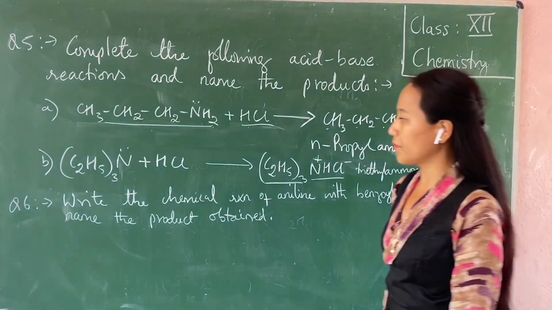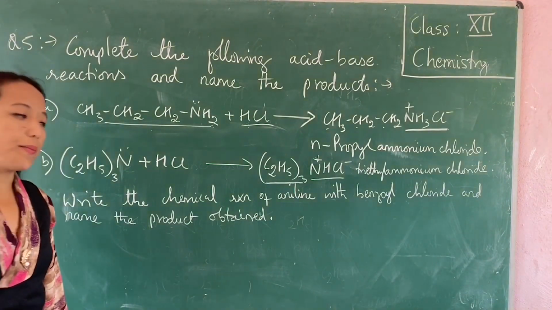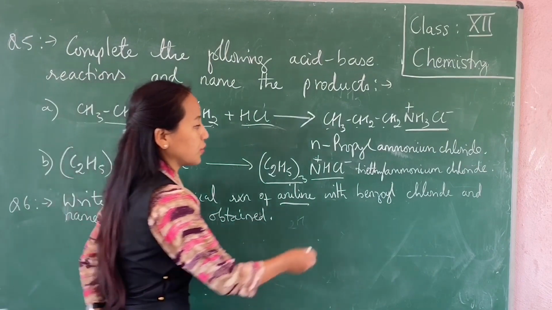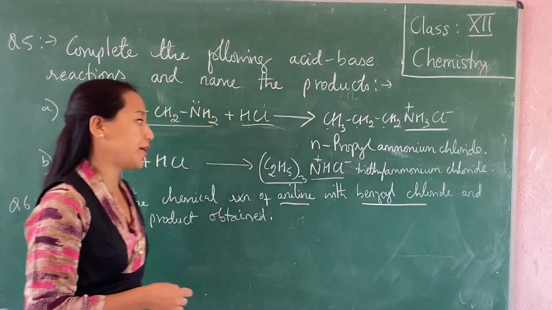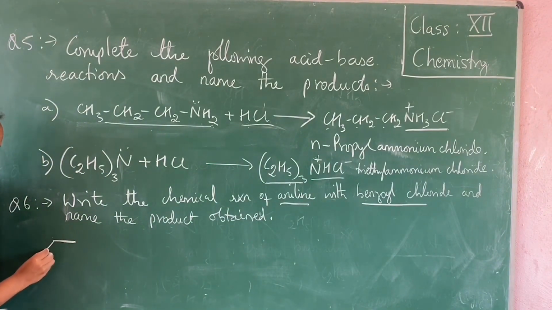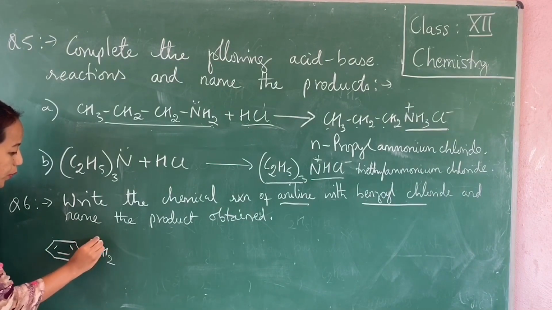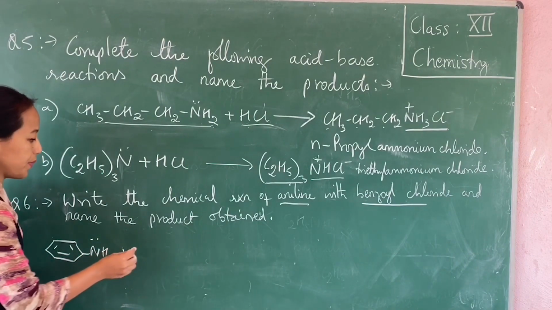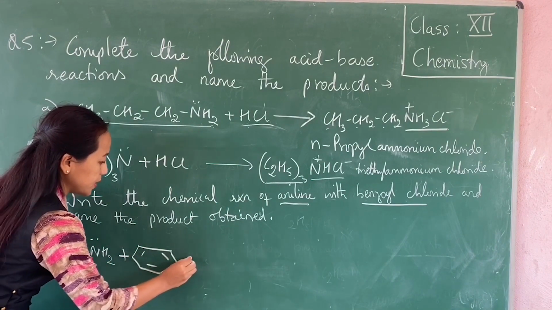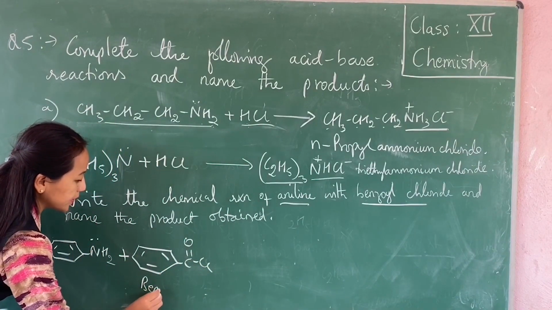Okay. Now the next question is, write the chemical reactions of aniline with benzoyl chloride. We know the structure for aniline. Now you must know the structure of benzoyl chloride in order to carry out the reactions. So the structure for aniline is a benzene with NH2. Now this reacts with benzoyl chloride, which refers to benzene with C double bond O and Cl. This is called benzoyl chloride.